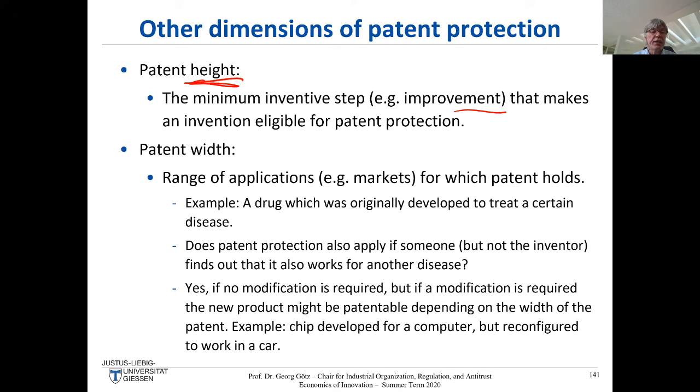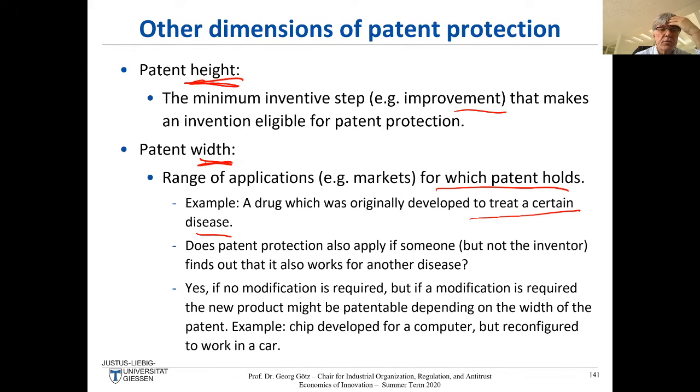Okay. And finally, I already mentioned this term patent width, even though it might be confused with patent breadth. But typically it's used in this respect here. It's a range of applications for which the patent holds. This is particularly important for pharmaceutical drugs. For instance, Humira, I think it's called adalimumab, the original name. Humira is one of the best-selling drugs of all.